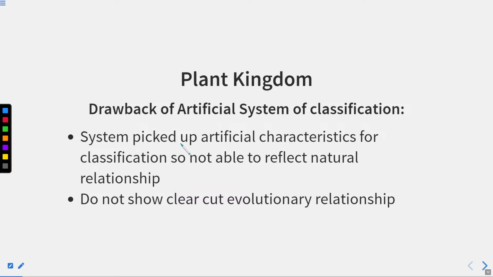Some other drawbacks: the system picked up artificial characters for the classification, so it is not able to reflect the natural relationship. Very important point. So this particular system of classification is not building the natural relationship amongst the organisms. It does not show a clear-cut evolutionary relationship. It is not even focusing on the evolutionary relationship among the organisms that belong to a particular group, which is very, very important.